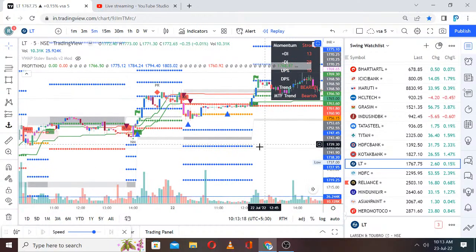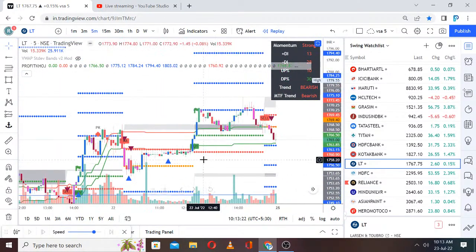Okay, that was not yesterday. This was yesterday. So a flag was generated on this breakout, which hit the first target. So you get an idea of how to scan stocks with the stocks per indicator.